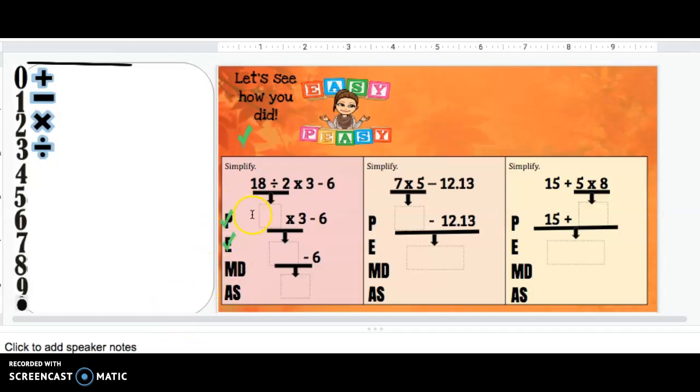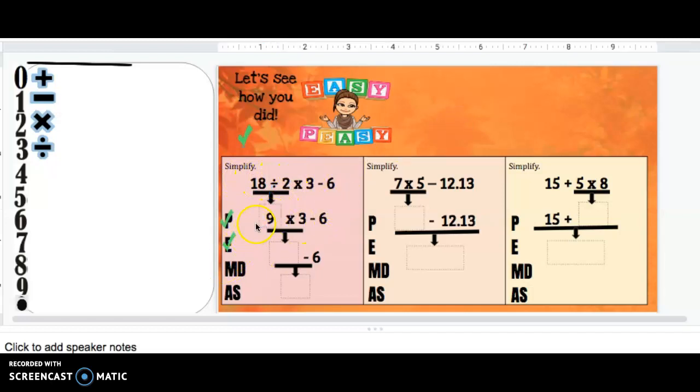And if you didn't know that, you should have opened up your reference math notebook and looked at your multiplication chart and asked yourself, 2 times what gives me 18? So I'm going to put 9, because 9 times 2 is 18. 18 divided by 2 is 9.